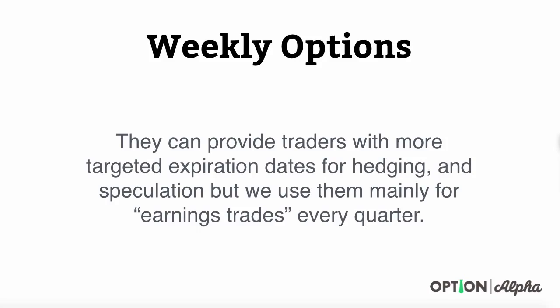Now, the way that most people use them is that it provides traders with more targeted expiration dates for hedging and speculation, but we use them mainly here at Option Alpha for earnings trades that come up every quarter for most stocks. One of the great features of weekly options is that you can target some hedging or speculation for a very short time period. You don't have to go out far in a monthly contract, 30 or 60 days out. If you're only trying to hedge maybe a company announcement that is coming out next week, you can use a weekly option to more deliberately and specifically target that individual event. So it makes it really good for that purpose.